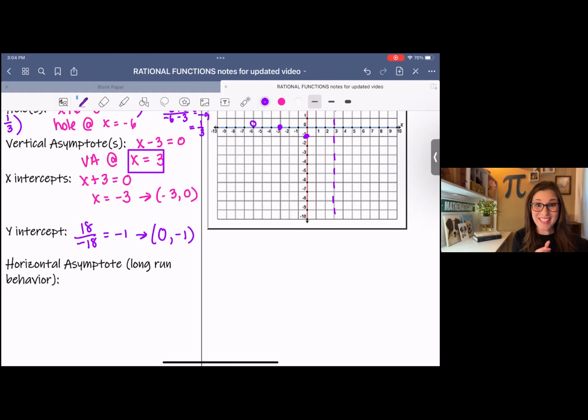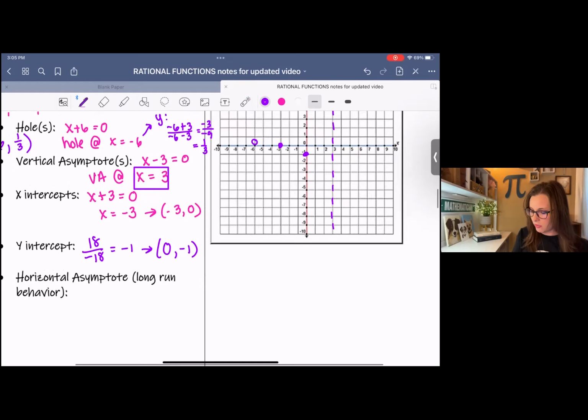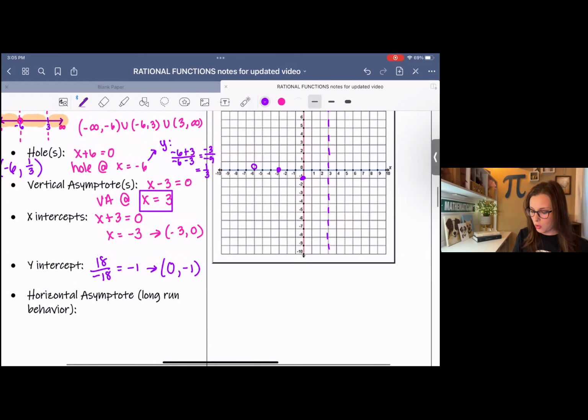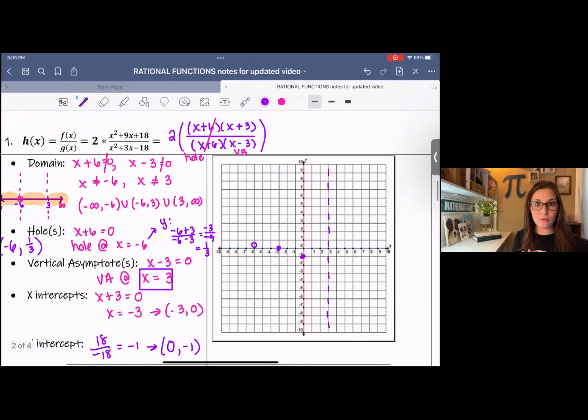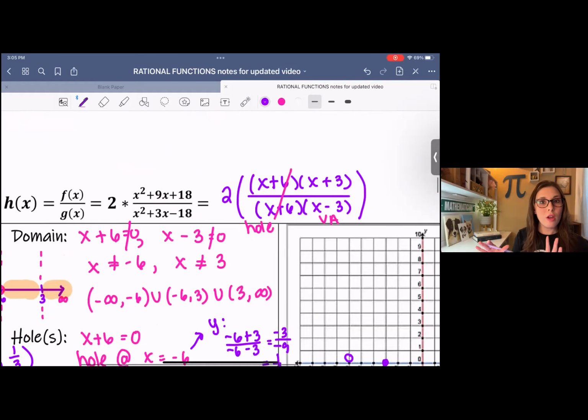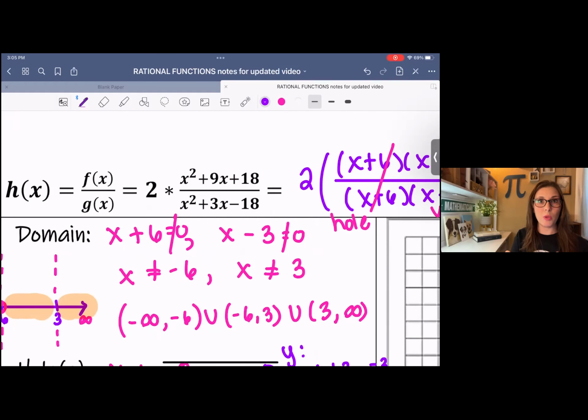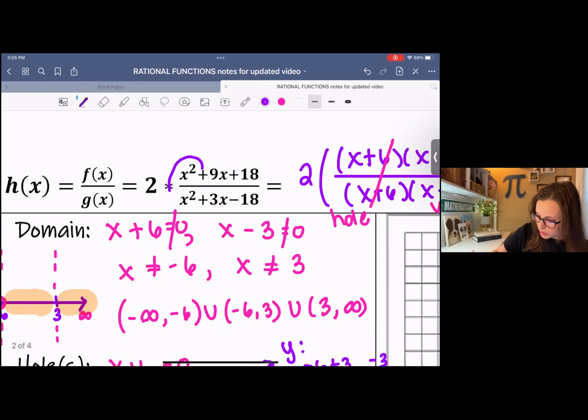And we're starting to see the shape of the graph. You might be like, I am not seeing it, but I promise you, it's coming. We're getting very close. The horizontal asymptote is also called long run behavior. That is based on the degree of the function. So if we go up and we look at the unfactored form, that's why it's important to have both forms, because we need the factored form for all the x stuff, and we need the unfactored form for the y stuff.